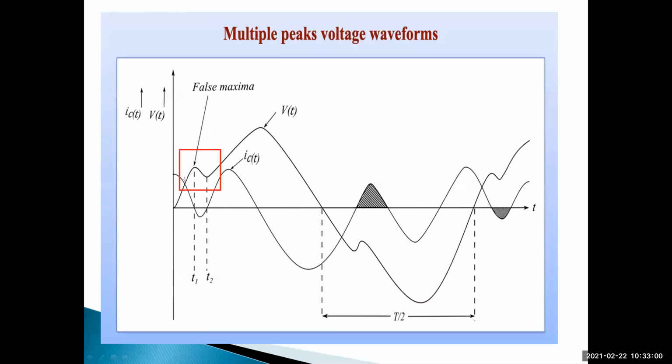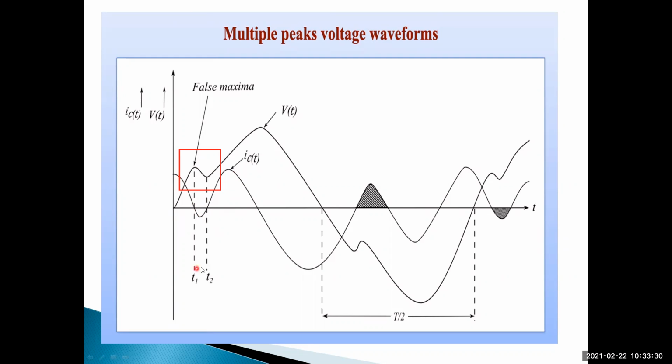Okay, false maxima. The meter measures the peak one, so that's why we will get an error here also. Actually, our expected waveform is like this. So for the current waveform iC(t), this is our expected waveform. But because of harmonics and multiple peaks, we will get a waveform like this.